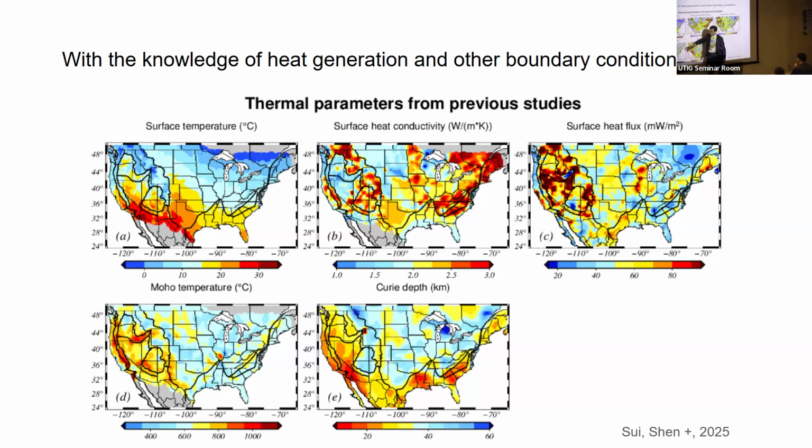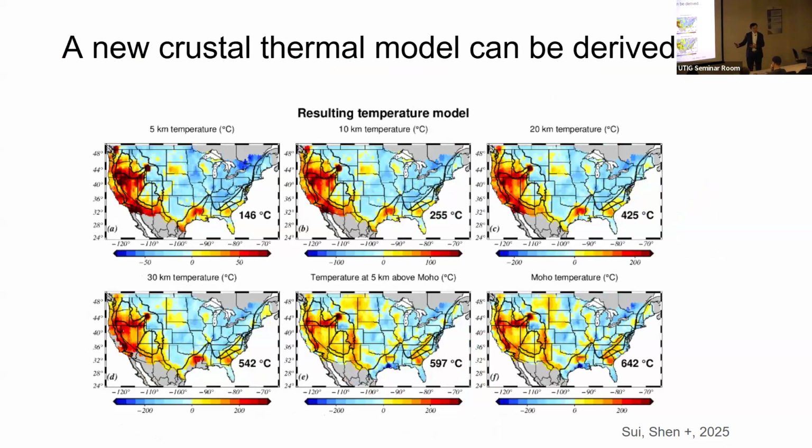flux. You can get a Moho temperature from maybe Pn tomography. You get the Curie depth from geomagnetic studies. You can suddenly turn all of the constraints into a 3-dimensional conductive thermal model that can fit all of those data. So last year, we did do this work.